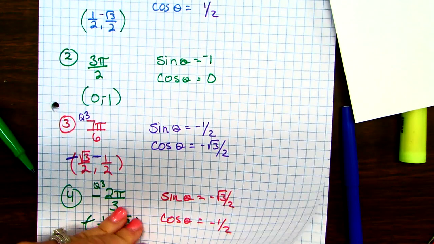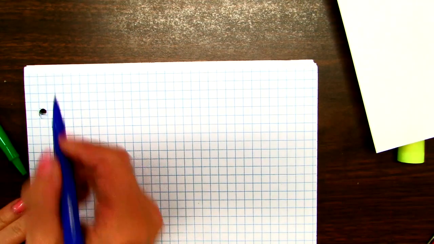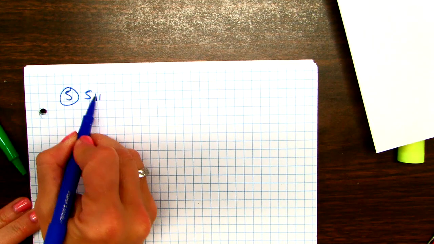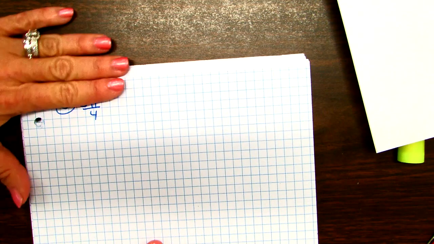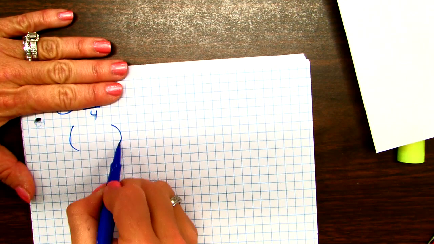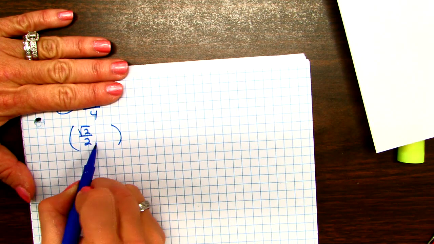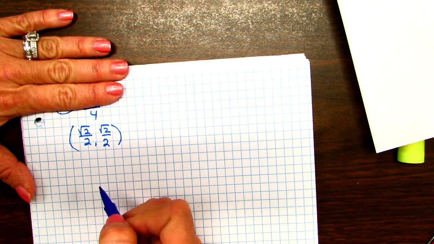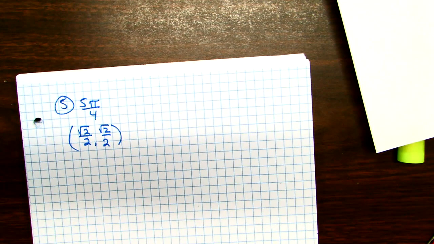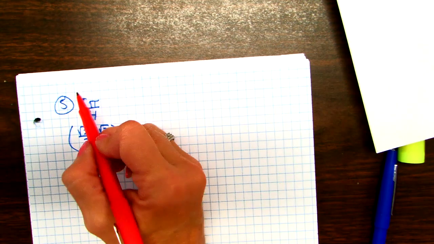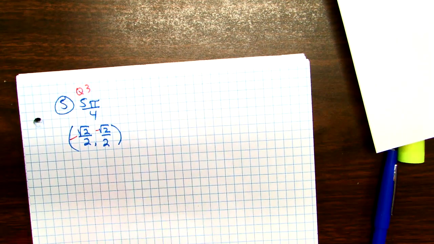Let's keep going. 5 is 5 pi over 4. Denominator. The denominator gets me my ordered pair. All of my denominators of 4 are square root of 2 over 2, square root of 2 over 2. The numerator tells me the signs. One more than the denominator. Which quadrant? 3. Everybody's negative in quadrant 3.